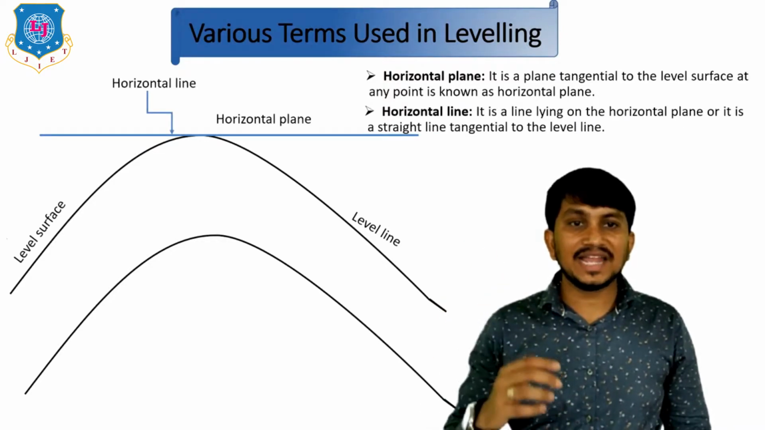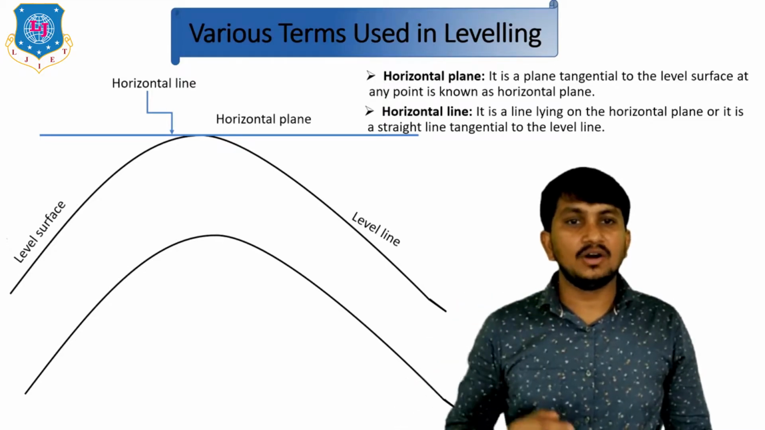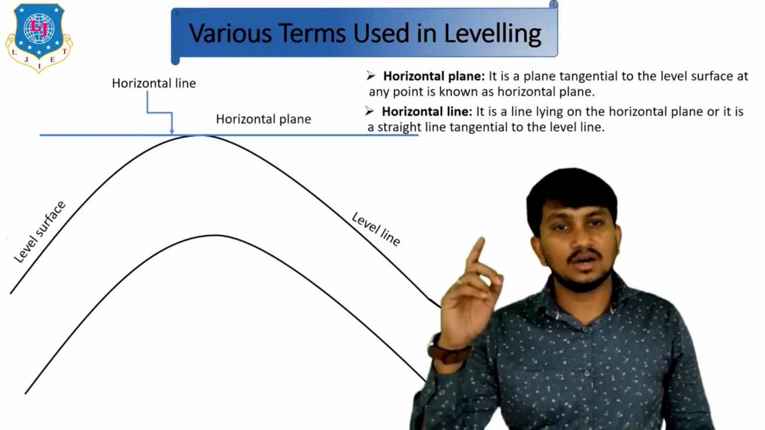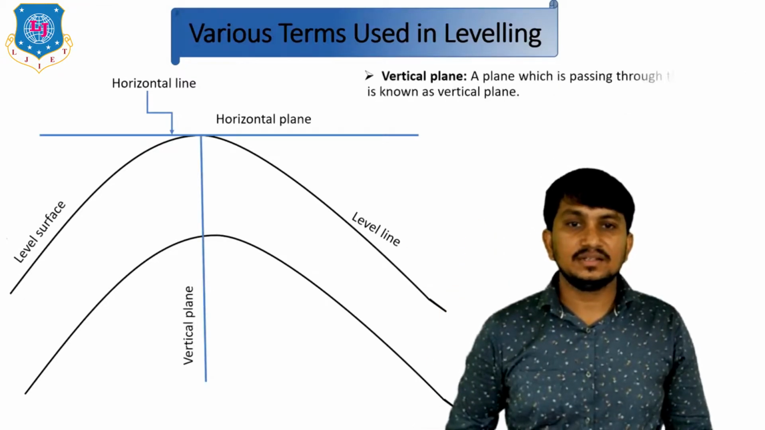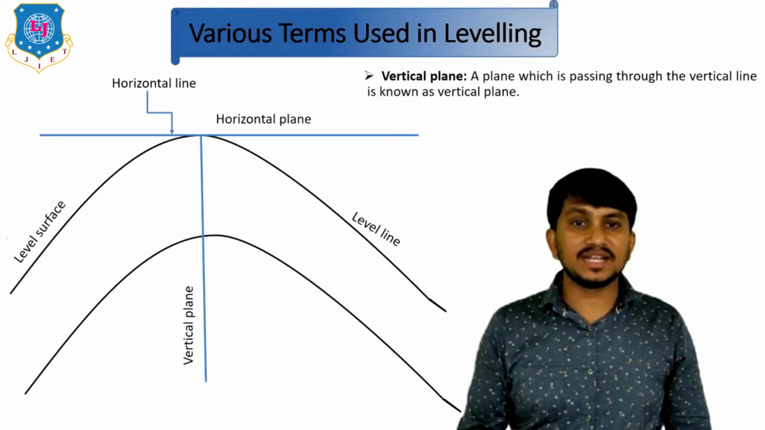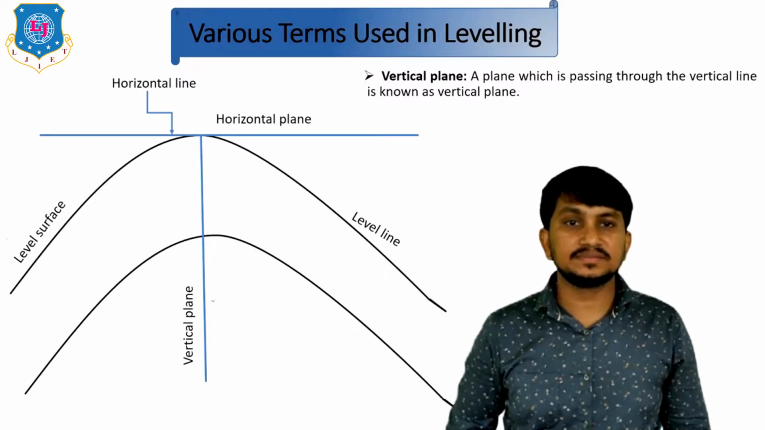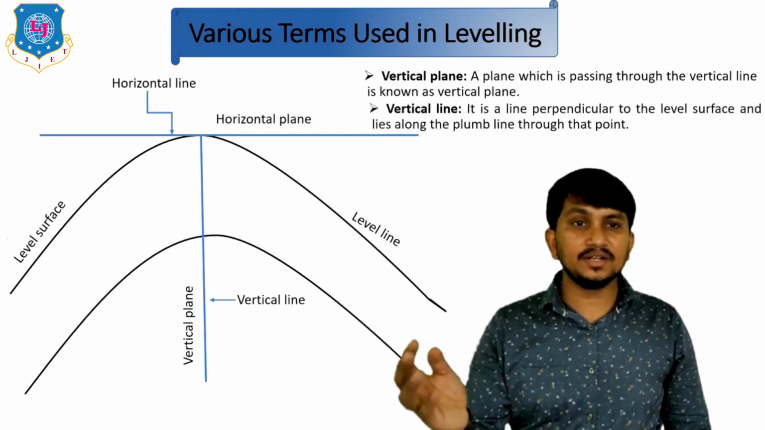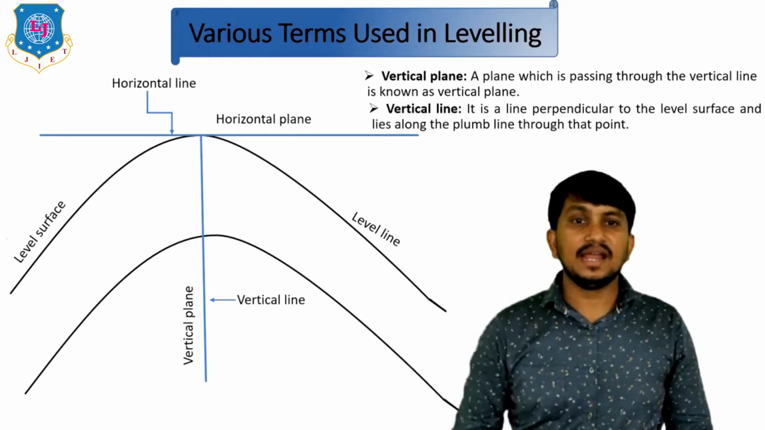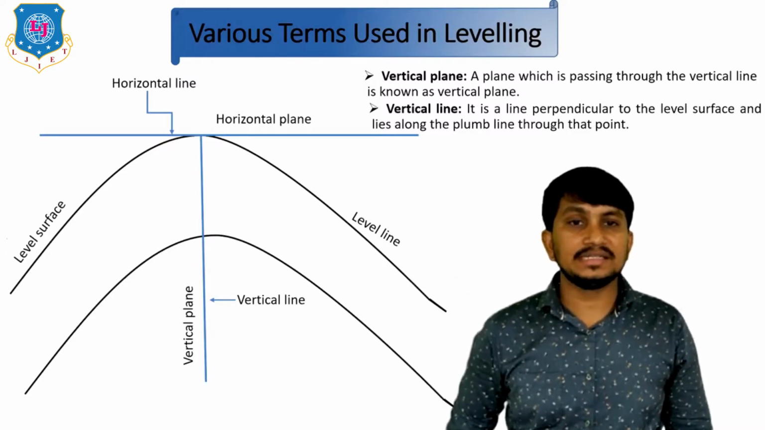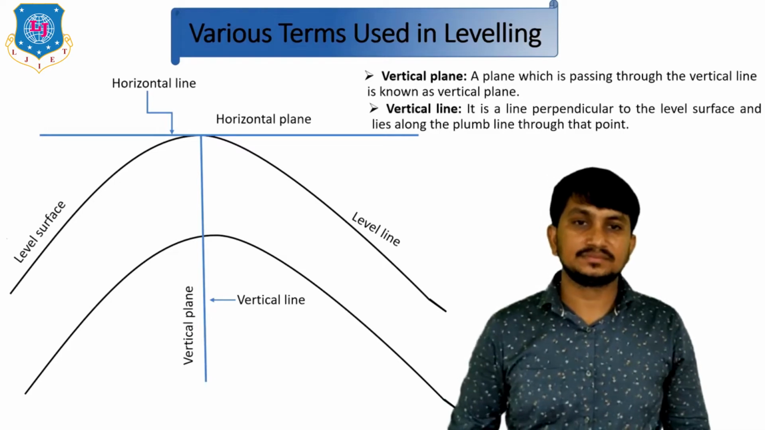Horizontal line. It is a line lying on the horizontal plane, or a straight line tangential to the level surface, and is called a horizontal line. Next is vertical plane. A plane which is passing through the vertical line is known as a vertical plane. Vertical line. It is a line perpendicular to the level surface and lies along the plumb line through that point, and is called a vertical line.